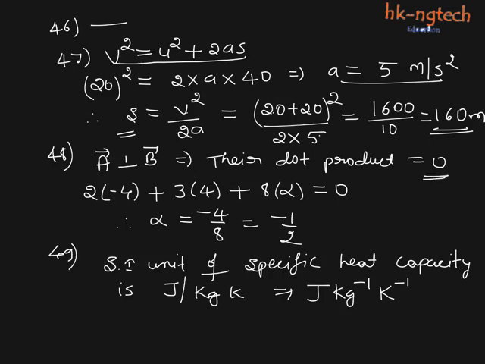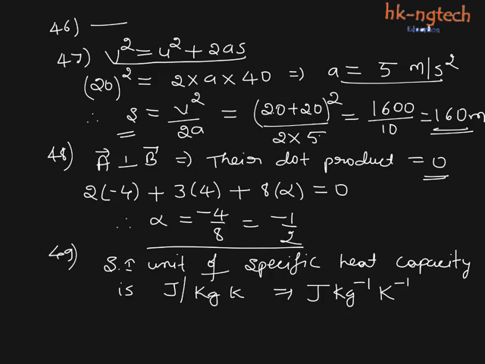So I am just multiplying 2 i into minus 4 i, that is what we are getting, minus 8 over there, and 3j and 4j, obviously they will get plus 12, and 8k into alpha, that is plus 8 alpha. So obviously if we simplify, I will get alpha is equal to minus 1 by 2.